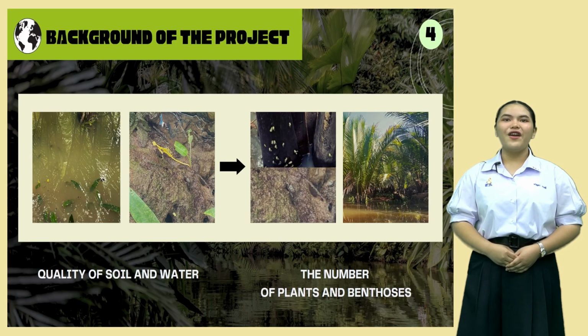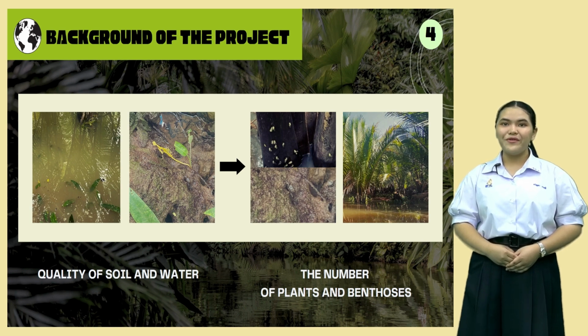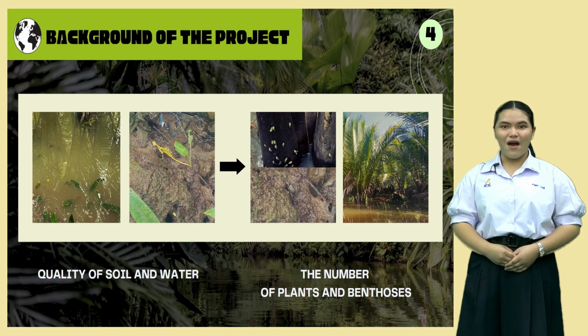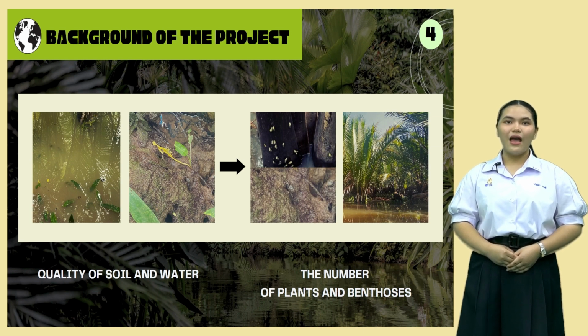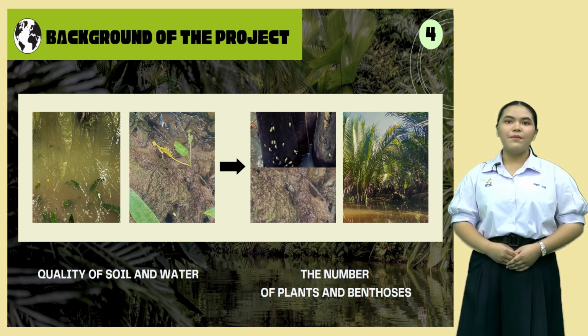Mangrove forests play a crucial role for both humans and the diverse species within the ecosystem. These forests serve as nursery and habitat for aquatic life, while also providing protections against natural disasters along the coast. The plants and benthoses within mangrove forests serve as indicators of the soil and water quality. A rich variety of species and a high number of benthoses in these forests indicates their productivity.